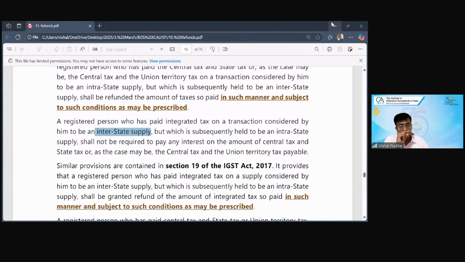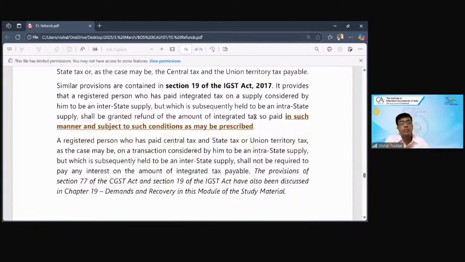The second important point which is clarified in these sections is, what about interest? Because now you are paying the right tax now. It may be after 3, 4, 5 years. So what about the interest? The law says no interest. This is given in subsection 2 of both these sections. Subsection 2 of both these sections says, in this case, even though you are paying the right tax today, which is late, there is no need of paying any interest.